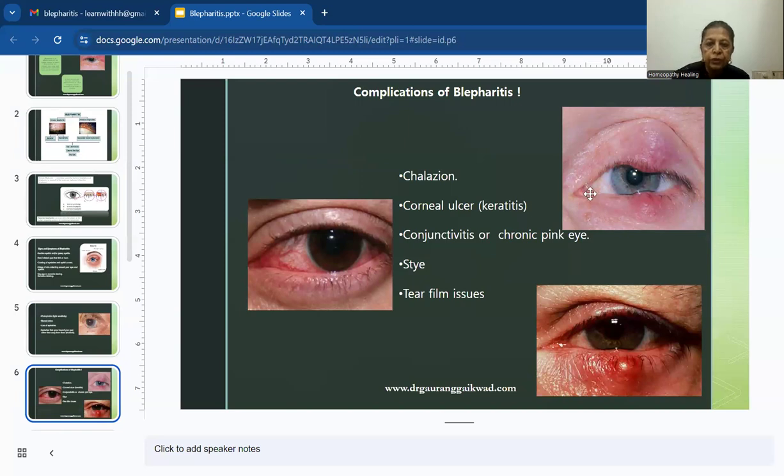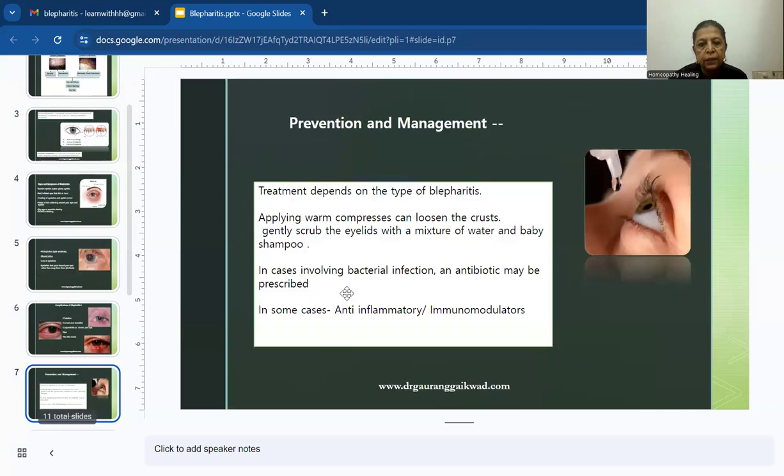And if you don't treat that, if it remains chronic, there will be conjunctivitis. Chalazion formation may be there. That is, meibomitis can lead to chalazion. There may be corneal ulcer. Stye may be there. Lots of styes. So ultimately, hygiene is very important in case of blepharitis.